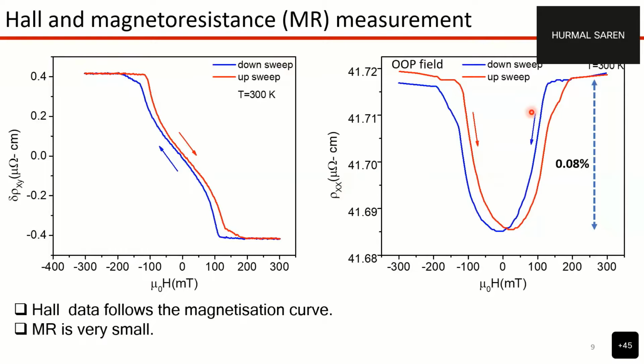This is the resistivity data, longitudinal resistivity data. If you look closely, suppose this red curve, the upsweep data, you can see around that point the change of the slope. And even for the blue curve, you can see a slight change of the slope. I have analyzed it later, so I'll show you.